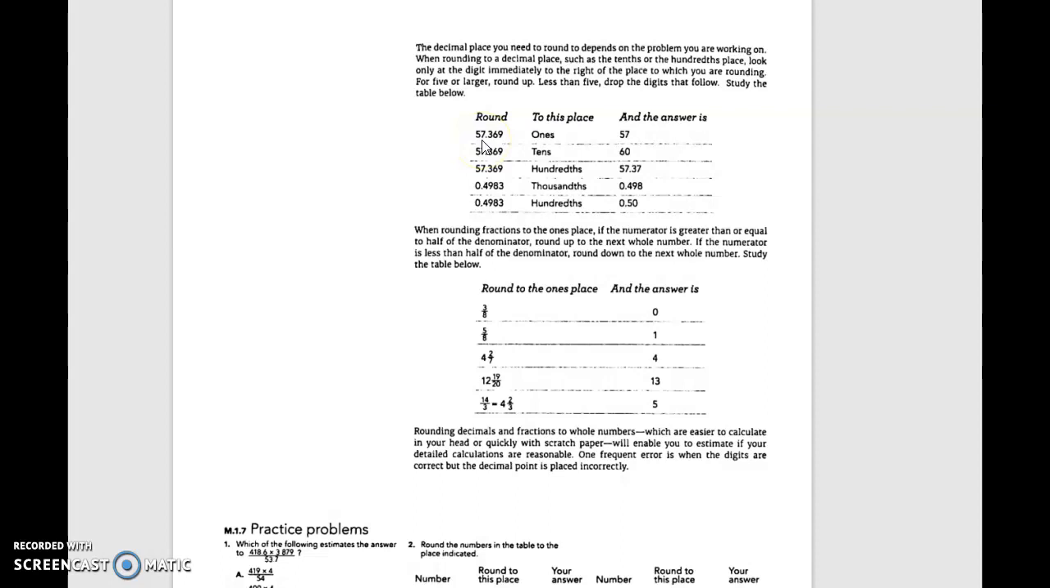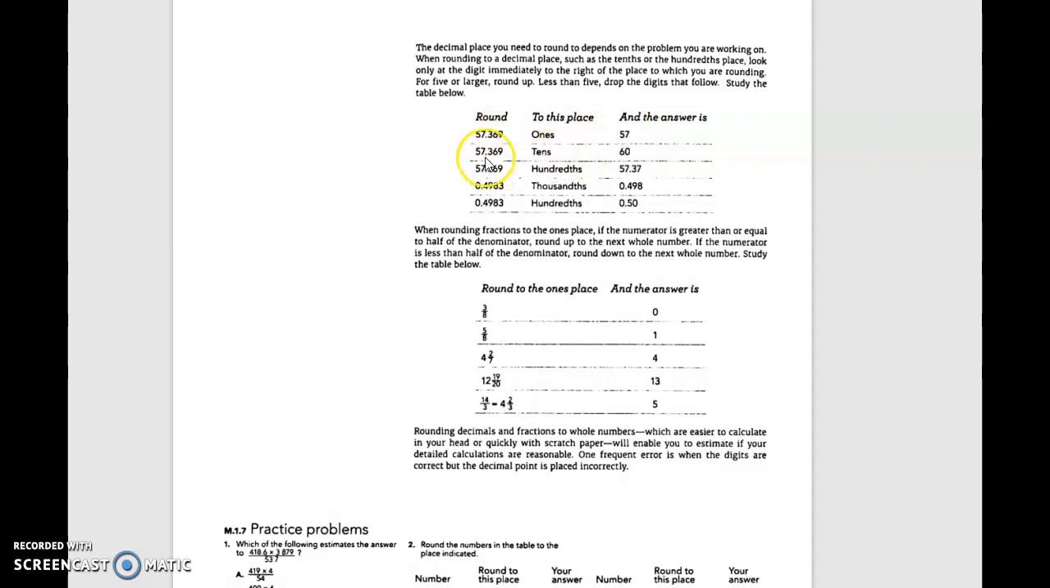So we have to look at the digit that's immediately to the right of that, which in our case is the tenths place on this side of the decimal. Well, this number is 3. So we go back up here and look at our rule. It's less than 5, so we're going to drop the digits that follow. That means anything after this 7, we're just going to drop it. So our final answer is just going to be the whole number, 57.